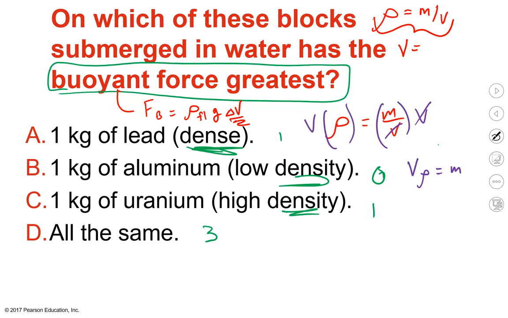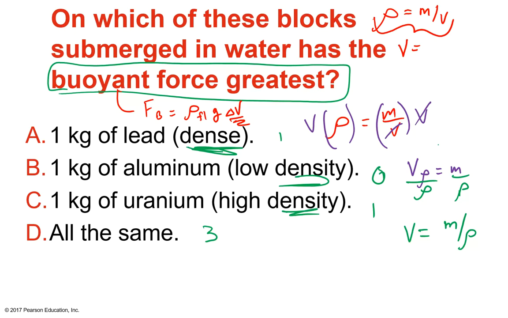If volume times density is mass, how do I get volume by itself? I have to divide by the density. So I have the volume is equal to the mass divided by the density. Whoops, I put delta instead of rho. That was a lowercase delta I wrote. So volume is equal to mass divided by density.